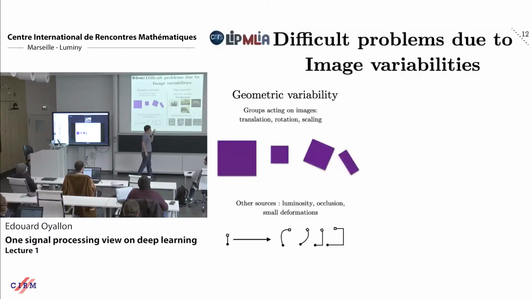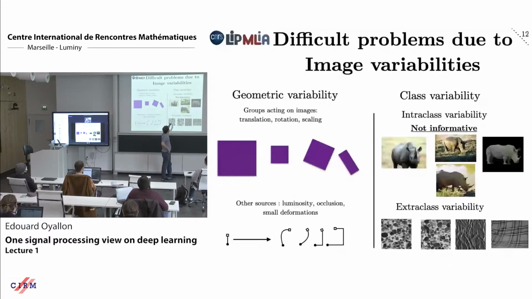On the other hand, when you look at a given class, you see that there is a lot of intraclass variability, which is super hard to model, right? If you look at those pictures, you see that there is no clear formulation that will allow us to say, okay, this is this label because of a given reason, except the fact that we can mentally see it. And there is also a lot of extra class variability.